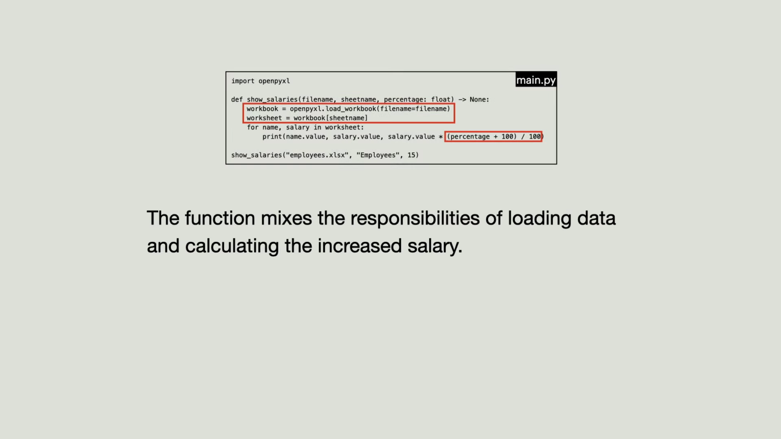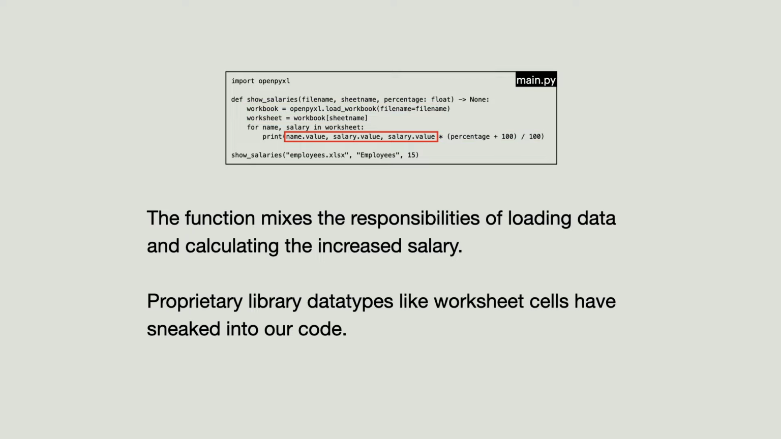The showSalaries function mixes the responsibilities of loading data and calculating the increased salary. Proprietary library data types like worksheet cells have sneaked into our code. I know in this example it looks harmless, but once the loading functionality or business rules get more complex, the risk of breaking things will grow.